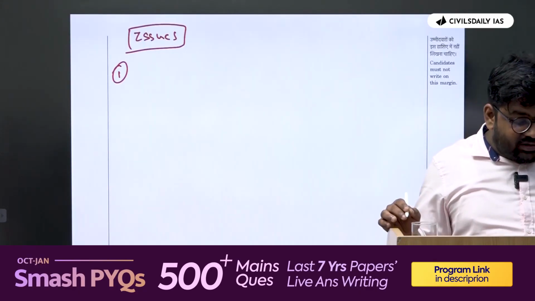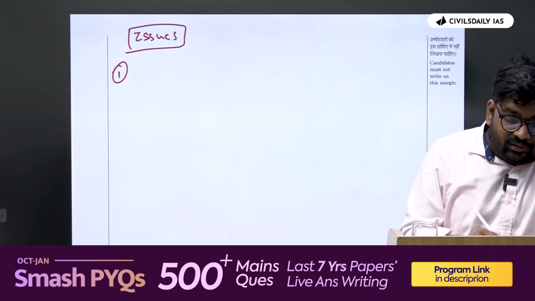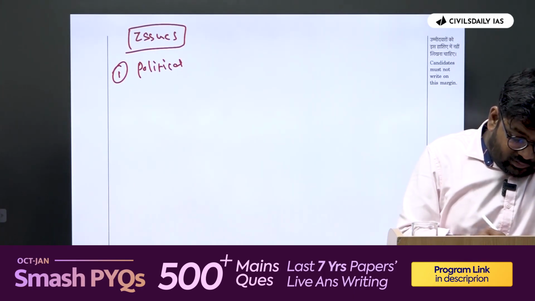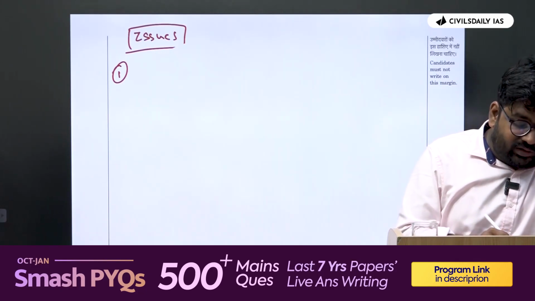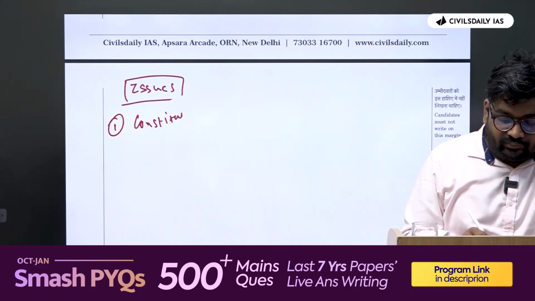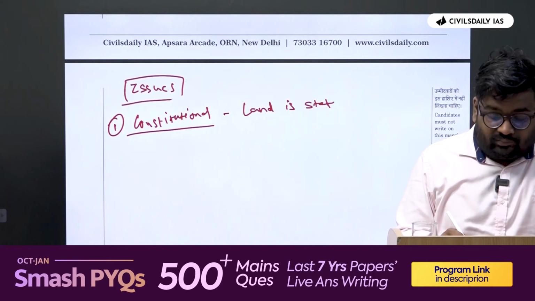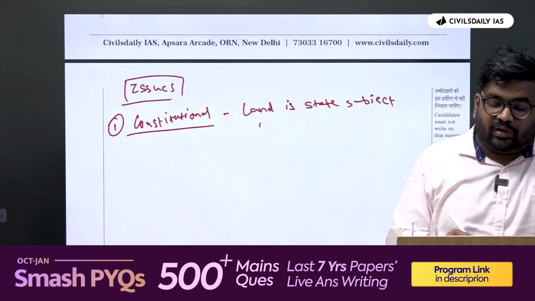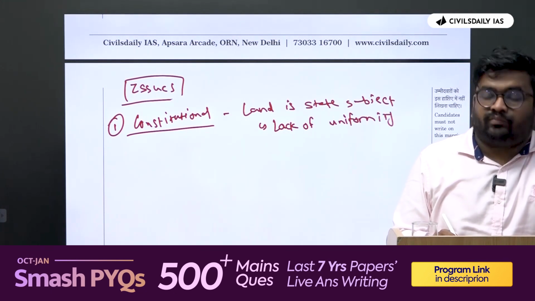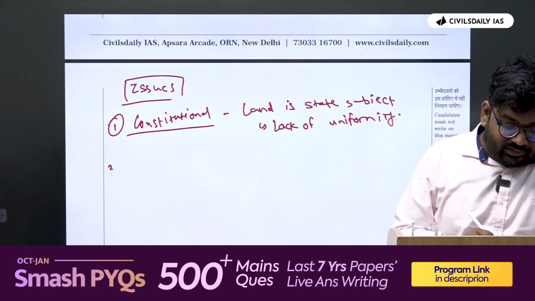Okay? So the biggest issue with respect to land reforms is first political will, lack of it. Or with respect to political, rather than that you write the constitutional. Land is a state subject, and this led to lack of uniformity. That will come into the political aspect. Okay? So then second, this is the core structural issue.